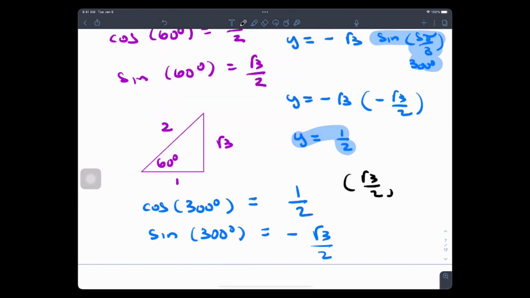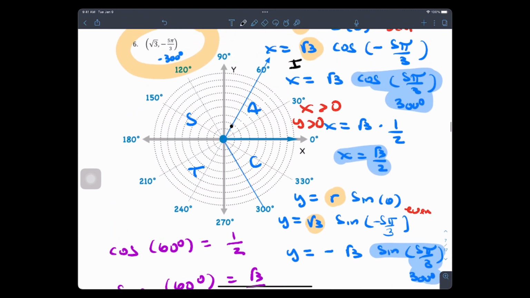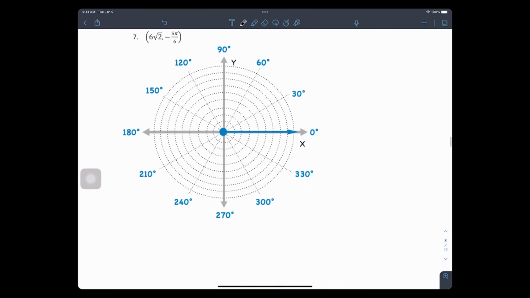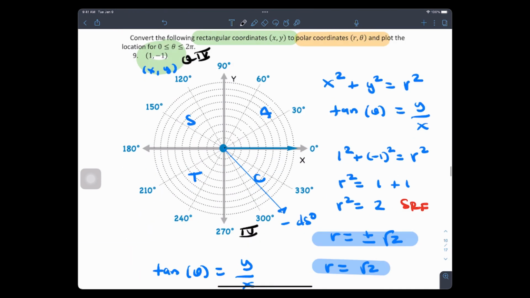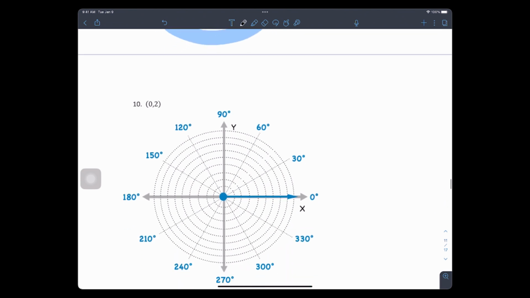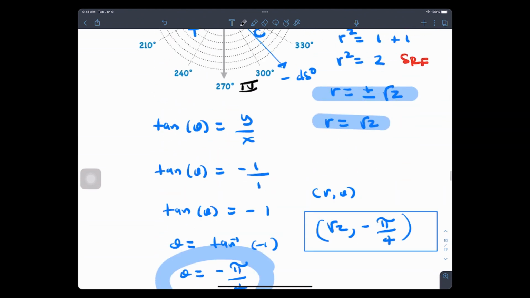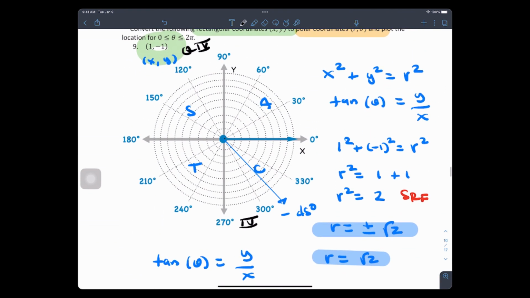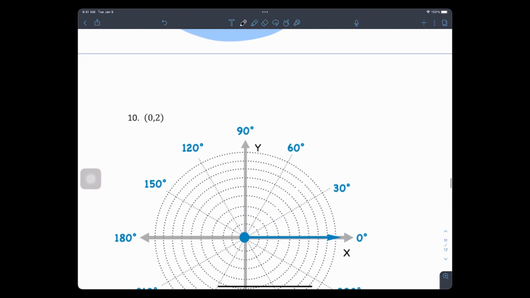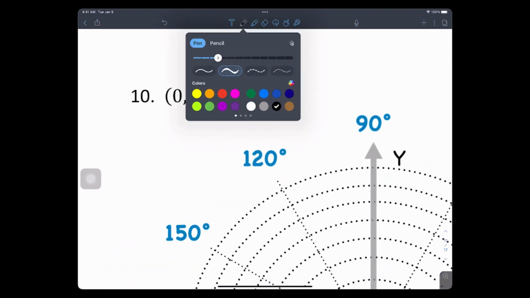Square root of 3 over 2, 1/2. So maybe you do prefer the algebra. Okay? You pick your poison, just so you guys know. But if you go the other way, you go, Mr. Judge, what if they gave me a Cartesian xy value, right? 0, 2.